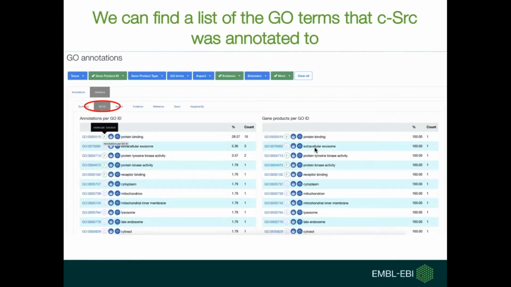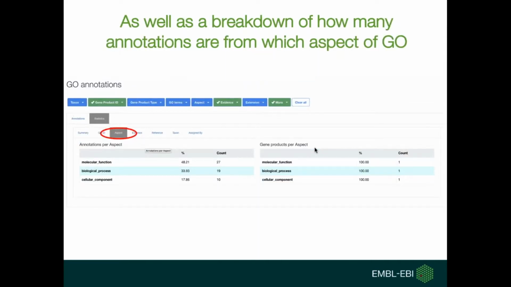The next tab is the GO ID. This gives you a summary of the annotations per GO ID. So you'll see how many annotations have been made to protein binding, to protein tyrosine kinase activity, and then also you'll see gene products per GO ID. If you had more than one gene product, obviously it'd be higher than one. Aspect will tell you the rough percentage breakdown of the usage of the different ontologies for the annotations that we filtered for. So for example, we see molecular function makes up the majority at 48.21% or 27 annotations. And gene products per aspect, again, because we only filtered for one gene product, will be one.